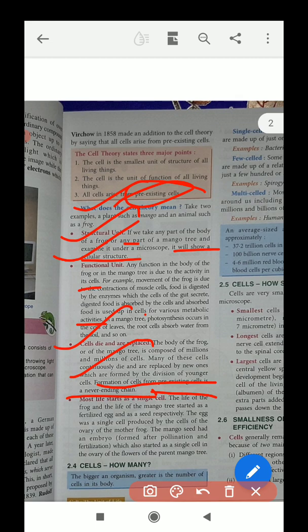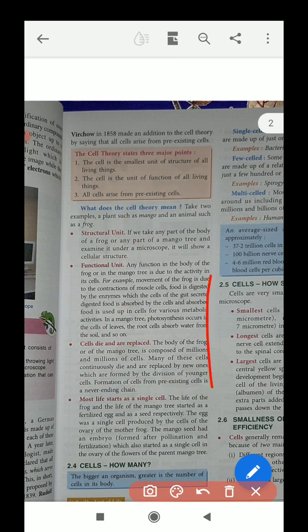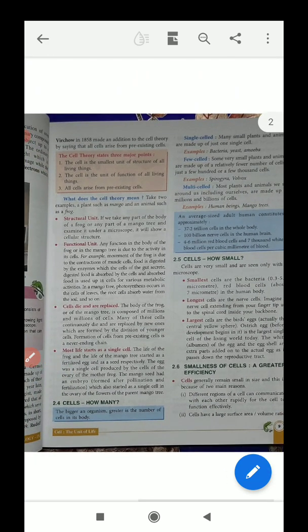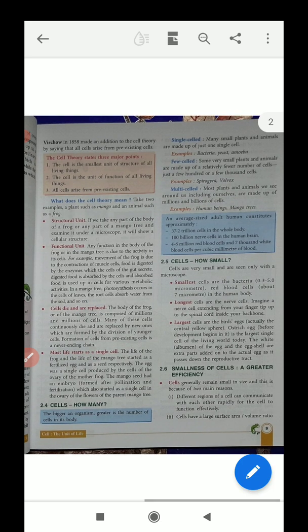Up to age 20 you are gaining height, your height is increasing day by day. How is it possible? Due to cell division. Only cell division makes people grow and develop. Okay students, now how many cells, just to learn. Here it has been written, the bigger the organism, the greater the number of cells.